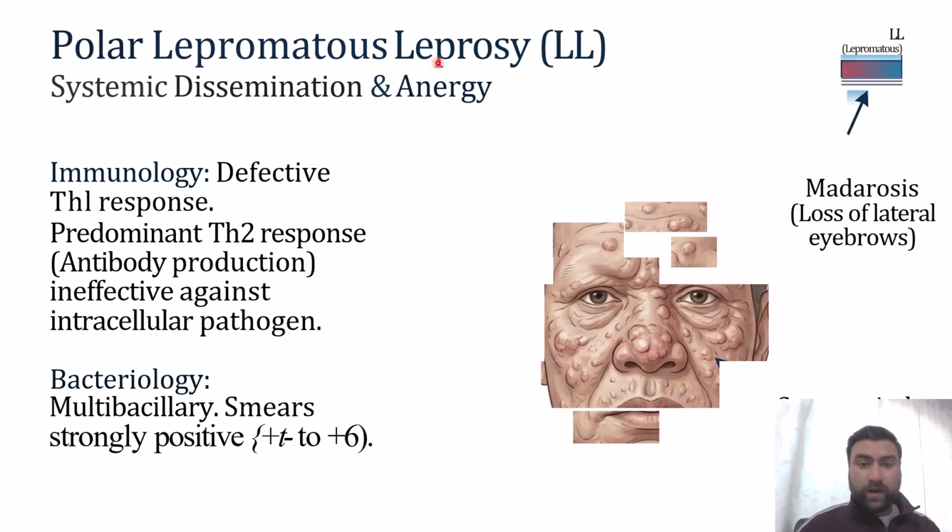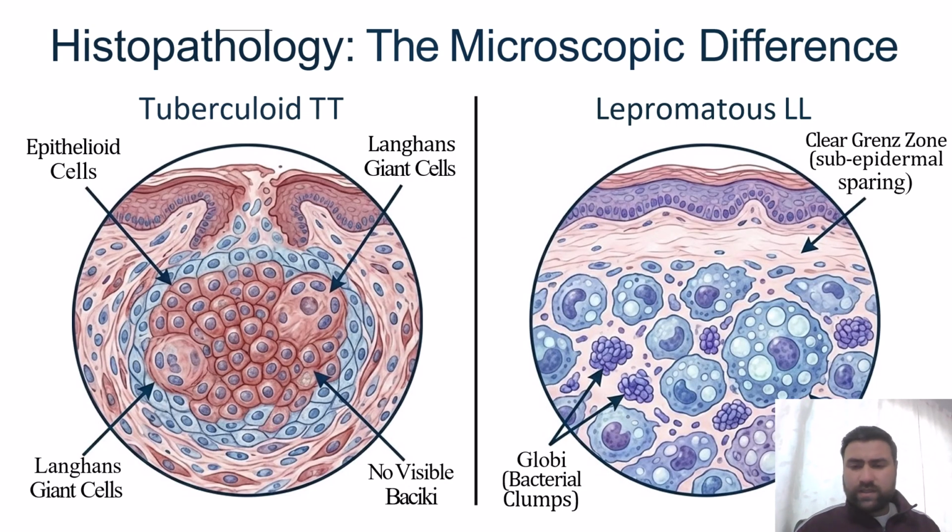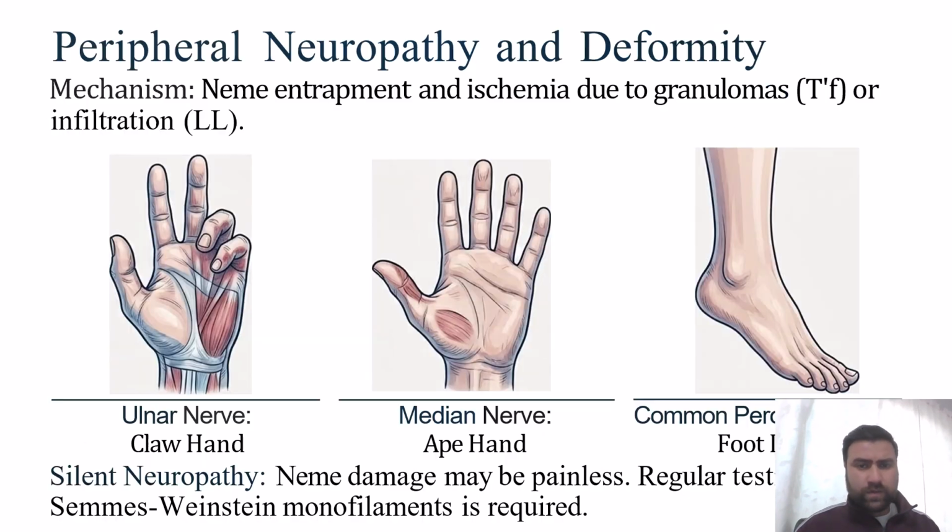Then we have lepromatous leprosy, that is also known as multibacillary leprosy. Here you can see generalized involvement of the skin. Here you can see lion-like faces, and also sometimes there is saddle nose deformity you can see. Here it is not shown. So it is seen in those people who have weak T helper 1 response, and it is also known as multibacillary leprosy. Then this histopathology is not very important.